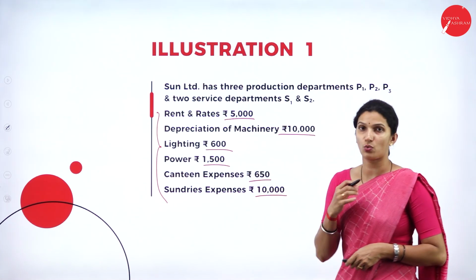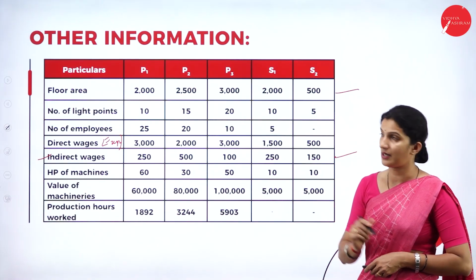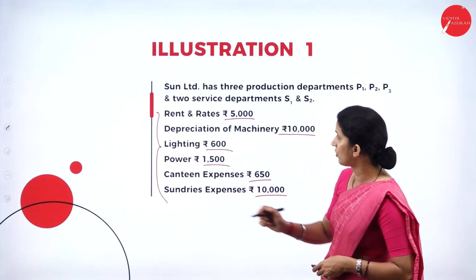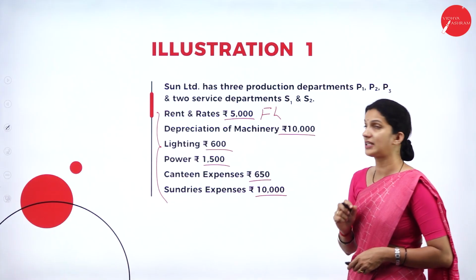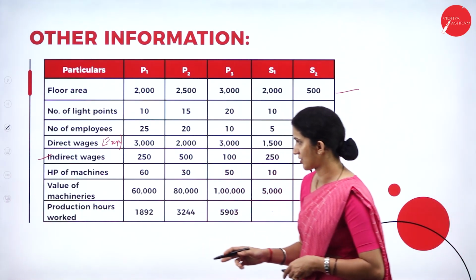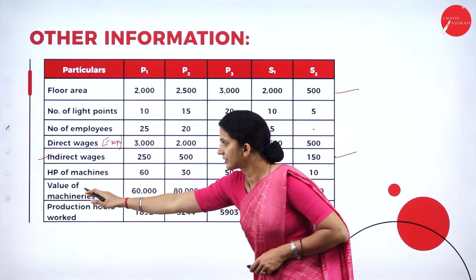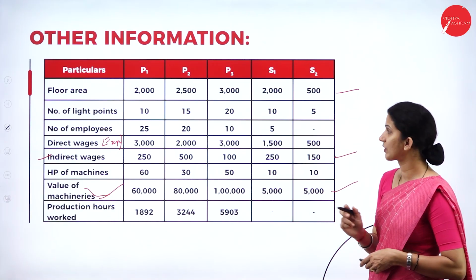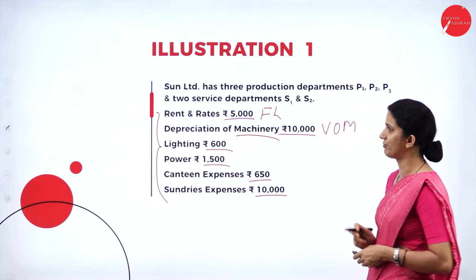First, rent and rates. What is the basis? For rent and rates, it is always the floor area. We take this ratio to allocate the rent and rates. Then depreciation on machinery, 10,000. To allocate that, we have the value of machineries. We take this ratio, so for depreciation of machinery, your basis is the value of machinery.